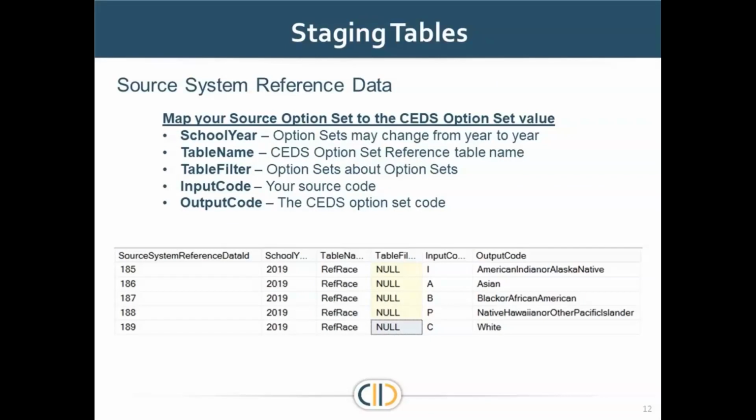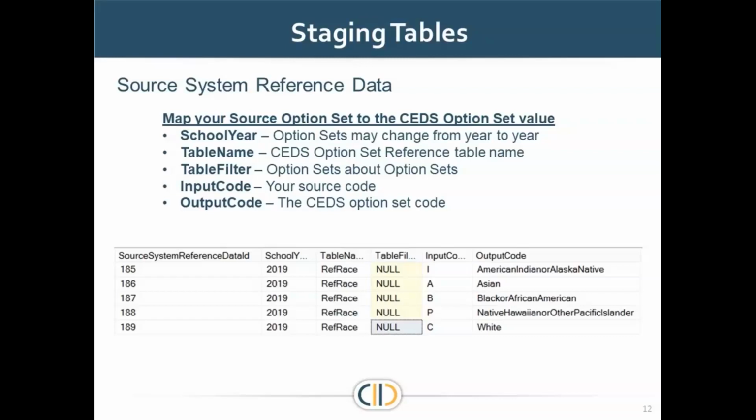Then the source system reference data table will contain the mapping from your race code to the CEDS race code. So you can see that there on the screen, I equals American Indian or Alaska Native. So the source system for whatever this system is, they have I, A, B, P, C. And those are mapped over to the output codes, which are the CEDS race codes for how that's mapped.